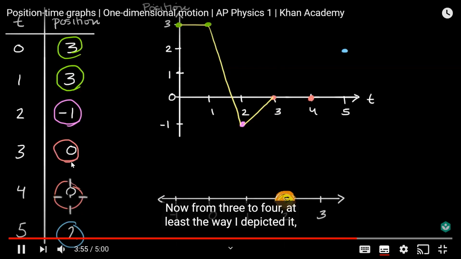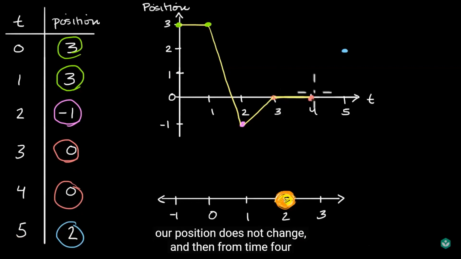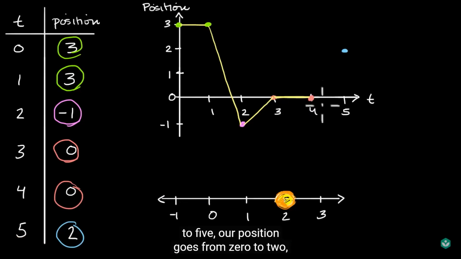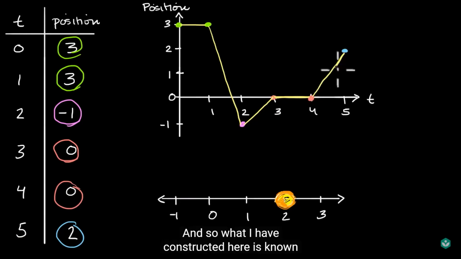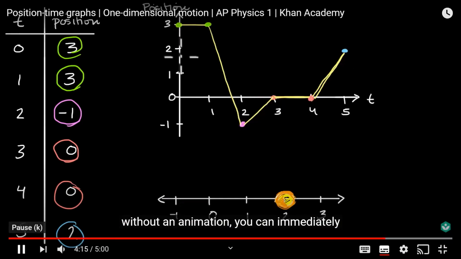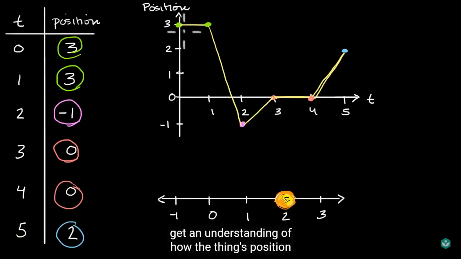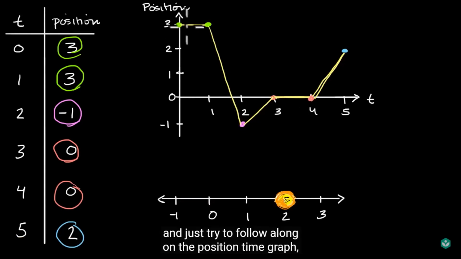Now from 3 to 4, at least the way I depicted it, our position does not change. And then from time 4 to 5, our position goes from 0 to 2. And so what I have constructed here is known as a position time graph. And from this, without an animation, you can immediately get an understanding of how the thing's position has changed over time. So let's do the animation one more time and just try to follow along on the position time graph.